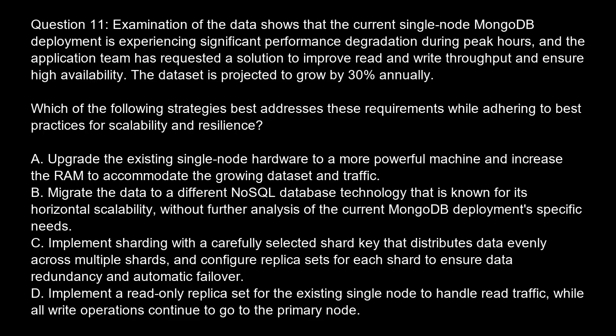Option A. Upgrade the existing single-node hardware to a more powerful machine and increase the RAM to accommodate the growing dataset and traffic. Option B. Migrate the data to a different NoSQL database technology that is known for its horizontal scalability, without further analysis of the current MongoDB deployment's specific needs. Option C. Implement sharding with a carefully selected shard key that distributes data evenly across multiple shards, and configure replica sets for each shard to ensure data redundancy and automatic failover. Option D. Implement a read-only replica set for the existing single node to handle read traffic, while all write operations continue to go to the primary node.